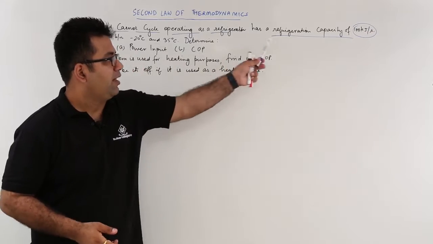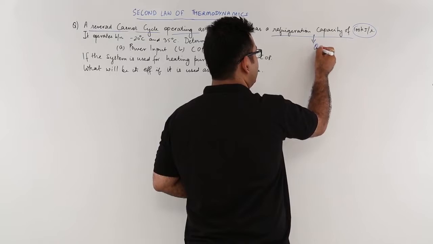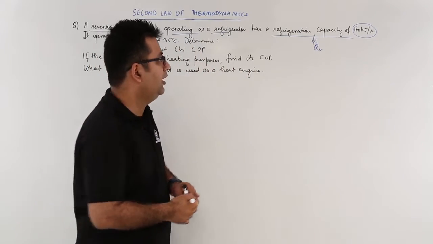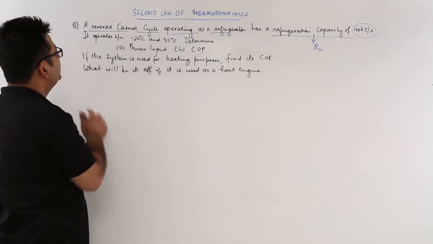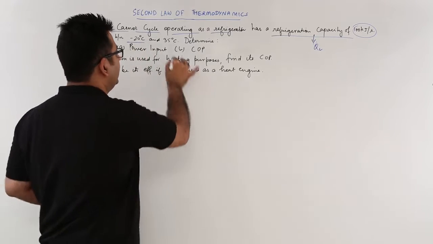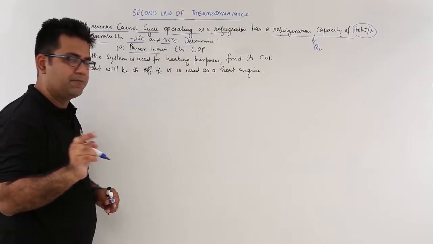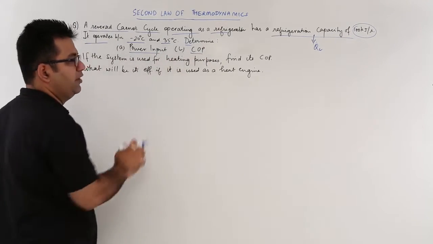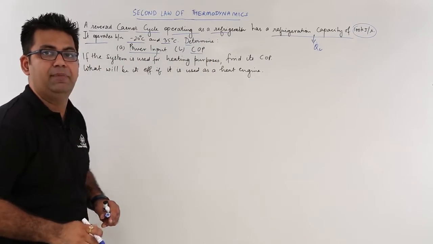Now what is this refrigeration capacity? That is the capacity, or you can say the heat extraction rate from the low temperature source. So that's 100 kilowatts. It operates between temperature limits of minus 20 and 35. Determine the power input and COP. Actually, it should have been the other way around. You need to find out COP first, and then only you can find out the power input.